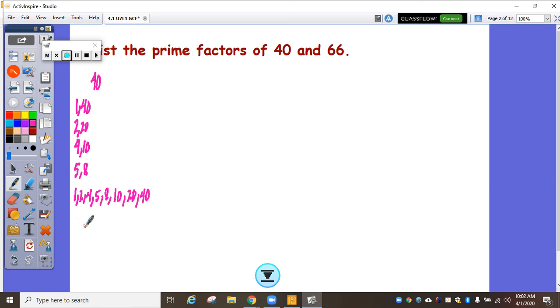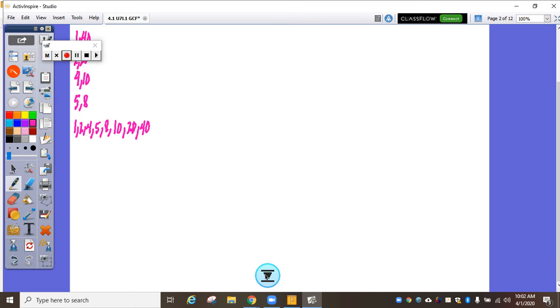So if I'm looking for the factors of 66, again, we're doing the same thing. We're going to run through the numbers 1 through 10 that go into 66. And if you hear background noise of a 3-year-old, you'll have to forgive me because she's off the chain right now.